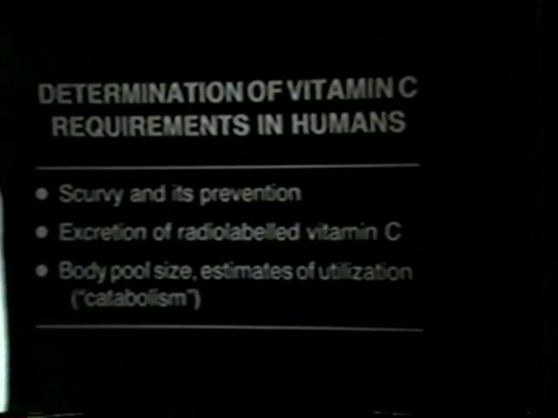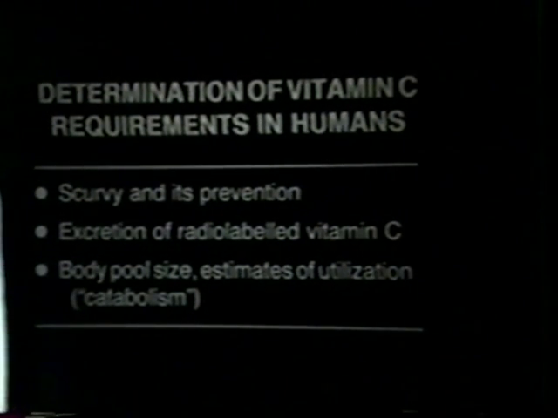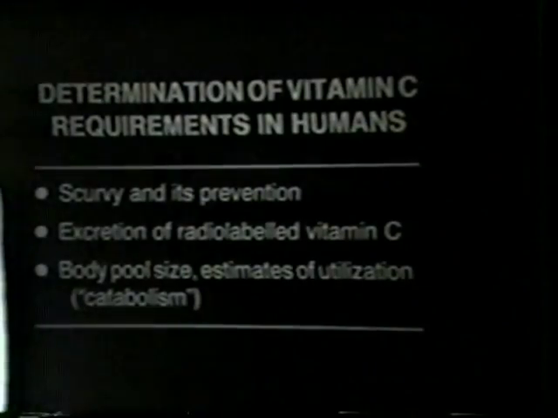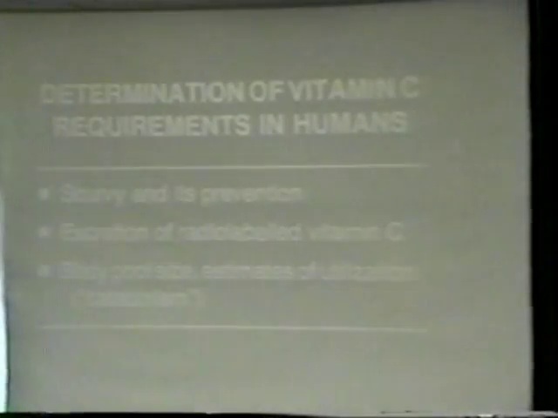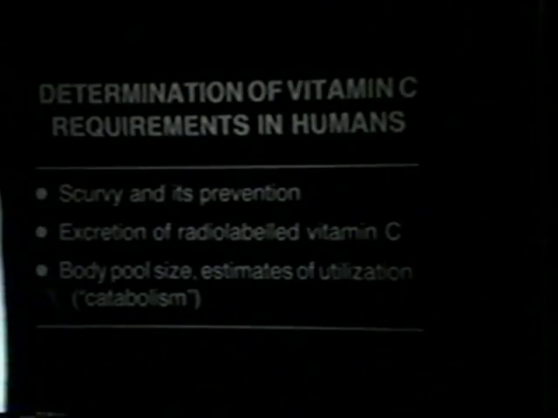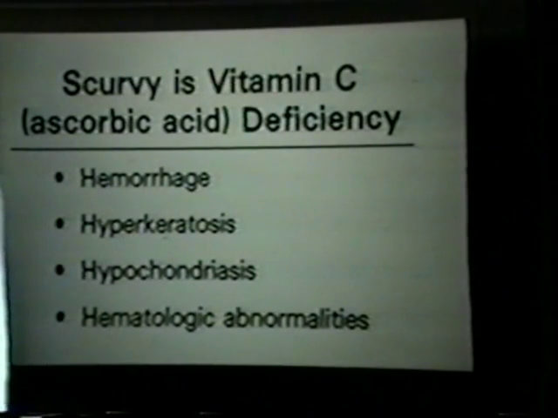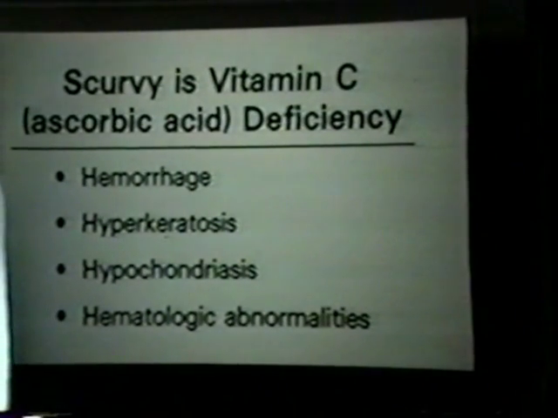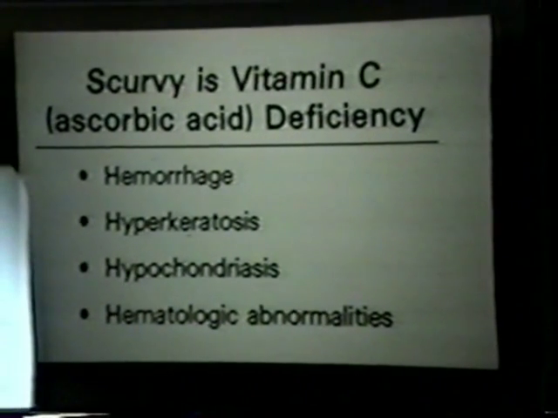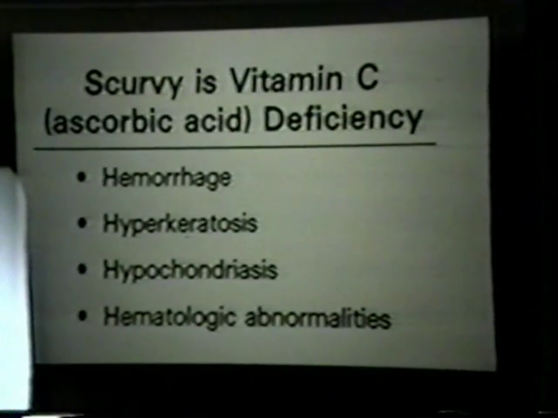The recommended dietary allowances are based on three things. The first idea was preventing the deficiency disease scurvy. Could I have the next slide, please? Now, hopefully none of you will see this. Scurvy can be thought of as the four H's, which are listed here. There's actually a list of about 30 symptoms and signs which are seen in scurvy.